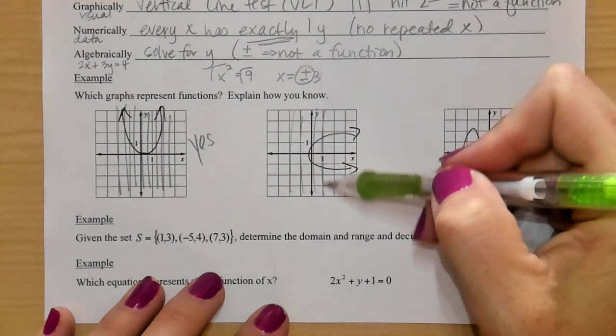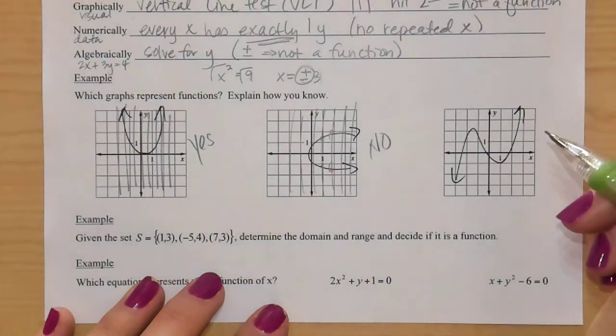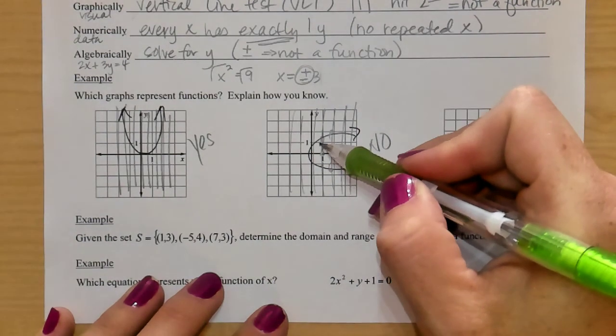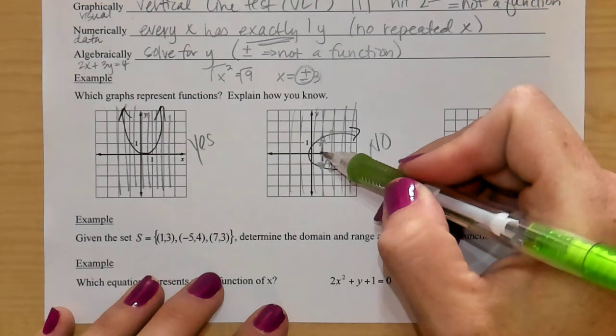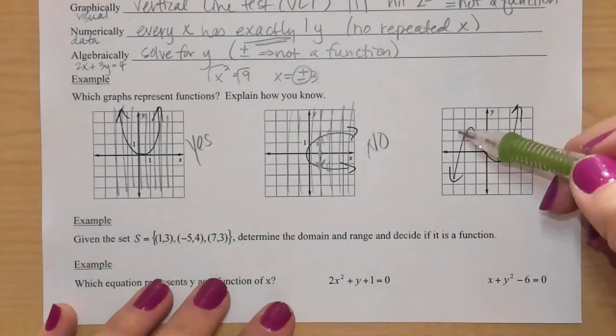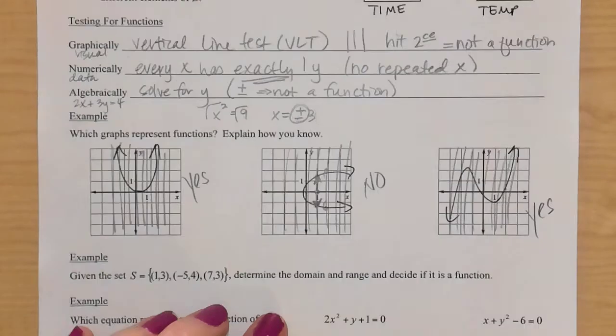Drawing vertical lines, I hit the function twice all the time. So this is not a function. Using what we were talking about above, that's saying that if I were to plug in a 1, I'm getting 2 different y values. At 1 o'clock, I'm getting 2 different temperatures, and that's not okay. That's not a function. Next up, I'm not hitting it twice, so this is a function.